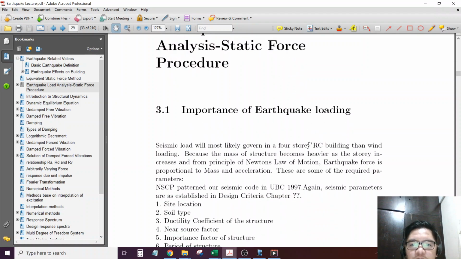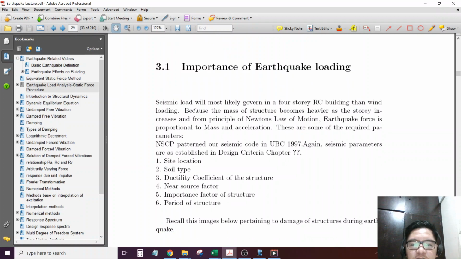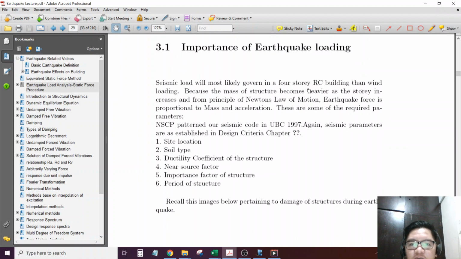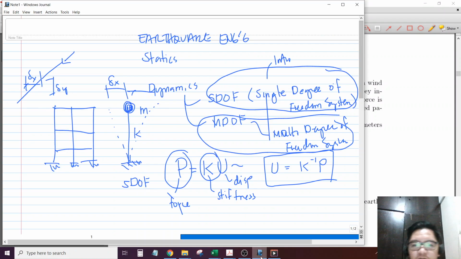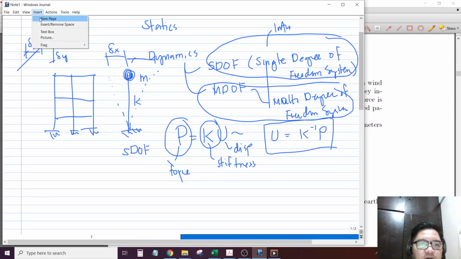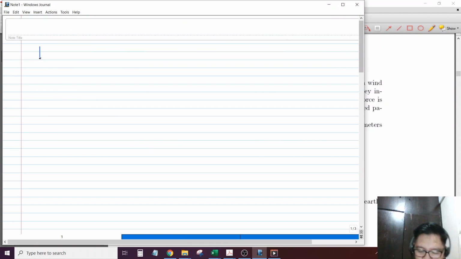Okay. So, the importance of earthquake loading. Seismic load will most likely govern in a 4-story RC building. Yes, from the concept na, ano nga yung sinusunod natin sa earthquake na formula from Newton's second law of motion, which is force equals mass times acceleration. Basically yan, no? Newton's law of motion.